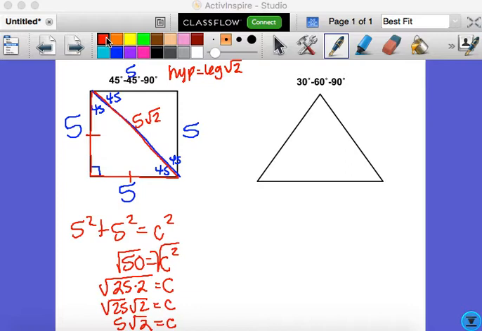If you were in class the day we did this activity, hopefully you remember that experience. If not, you can use this technique to help jog your memory of the rules for 45-45-90.